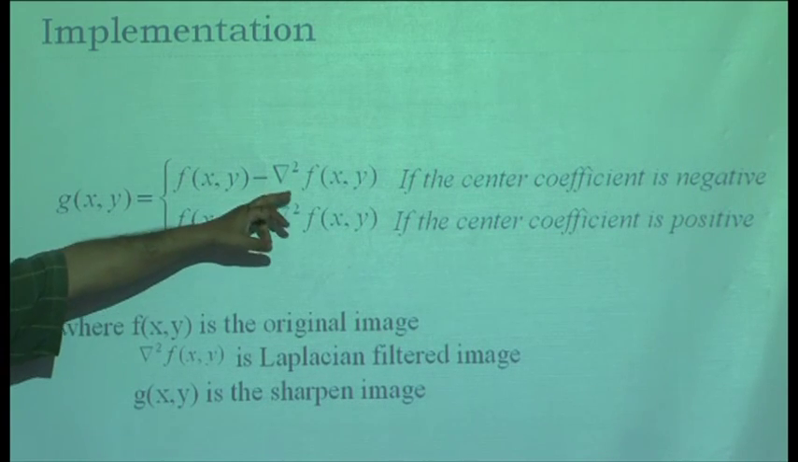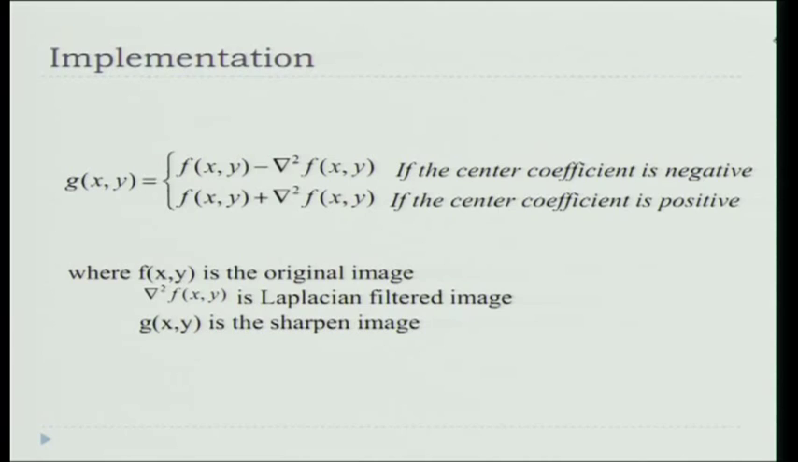Now, this subtraction applies when the central kernel coefficient is negative. If it is plus 1, that means you have to add. The sharpened image is nothing but f(x,y) minus del square f(x,y) when the central coefficient is negative. When the central coefficient is positive, then it is f(x,y) plus del square f(x,y).